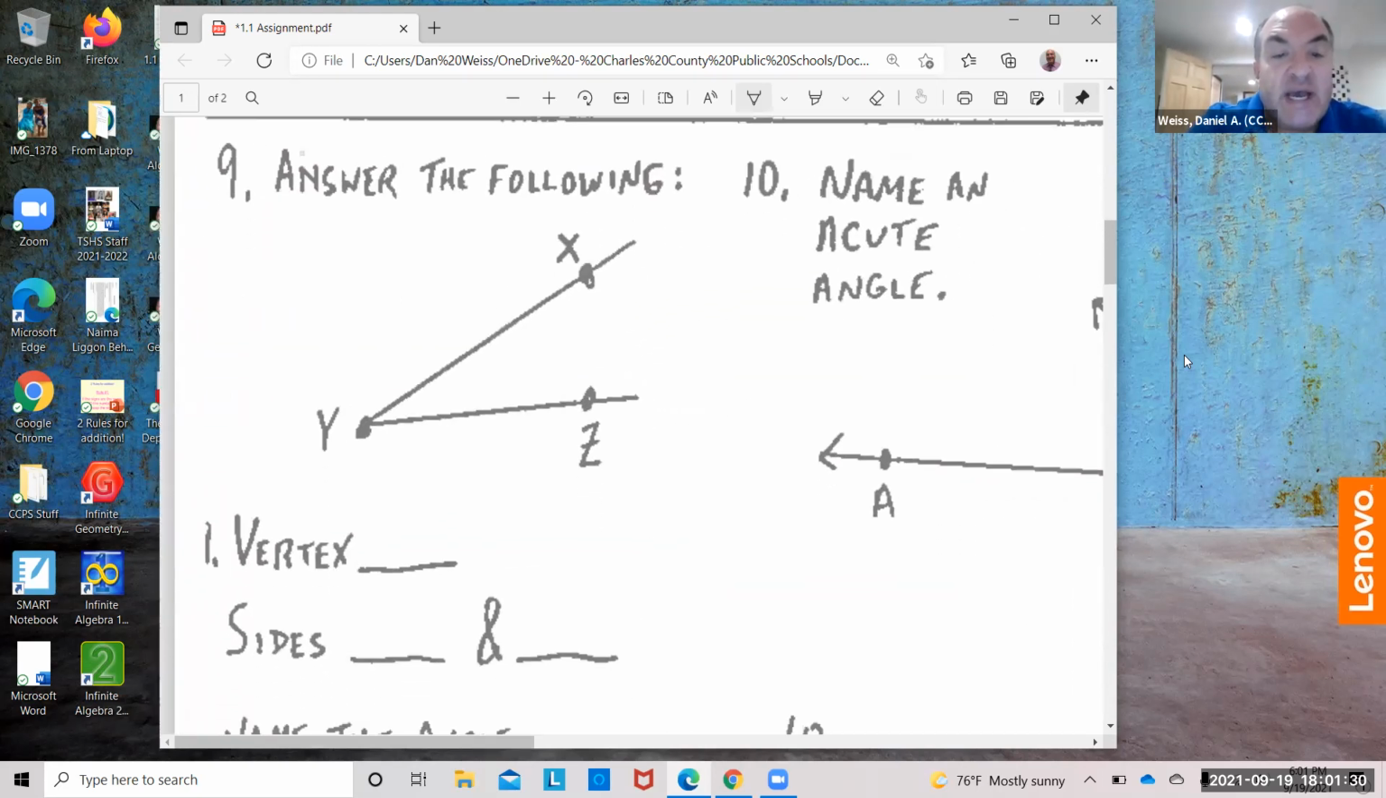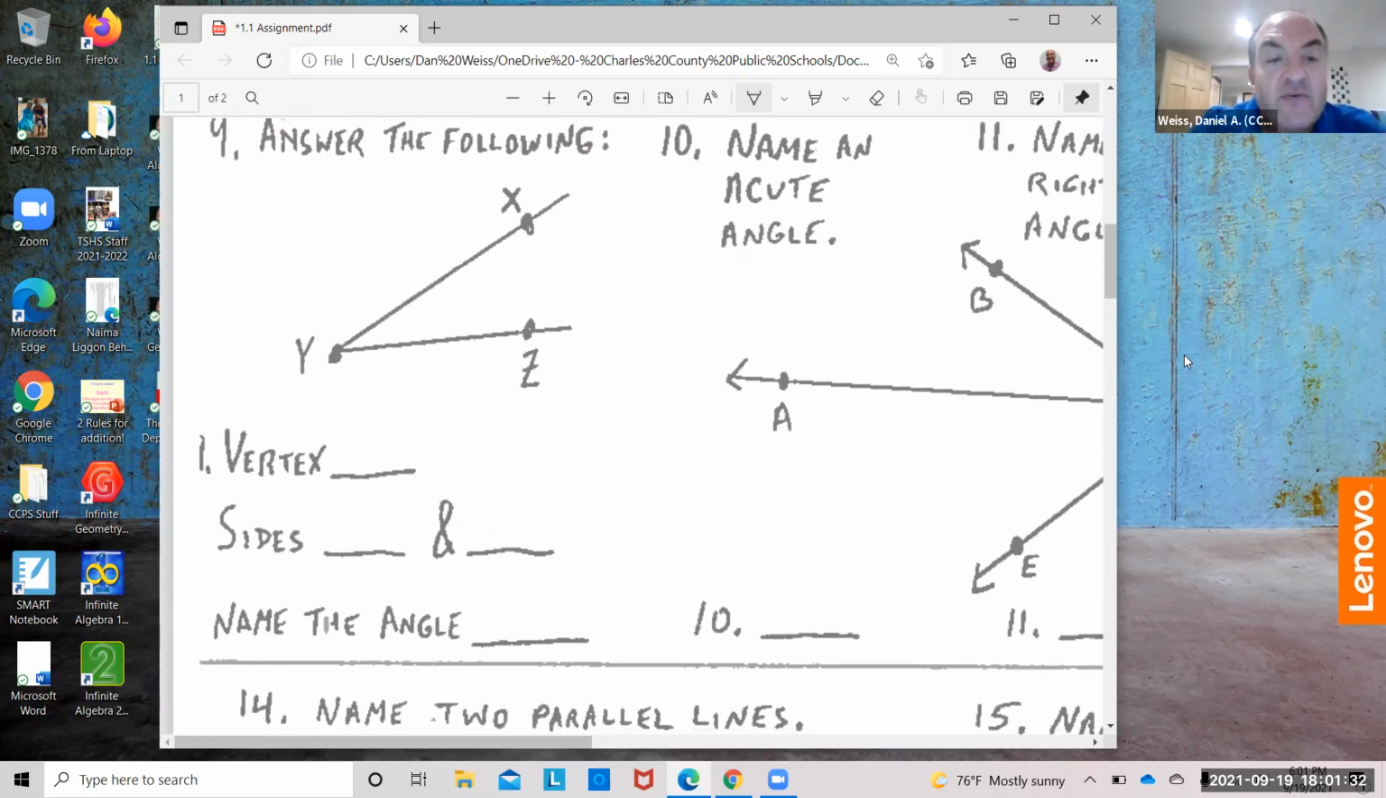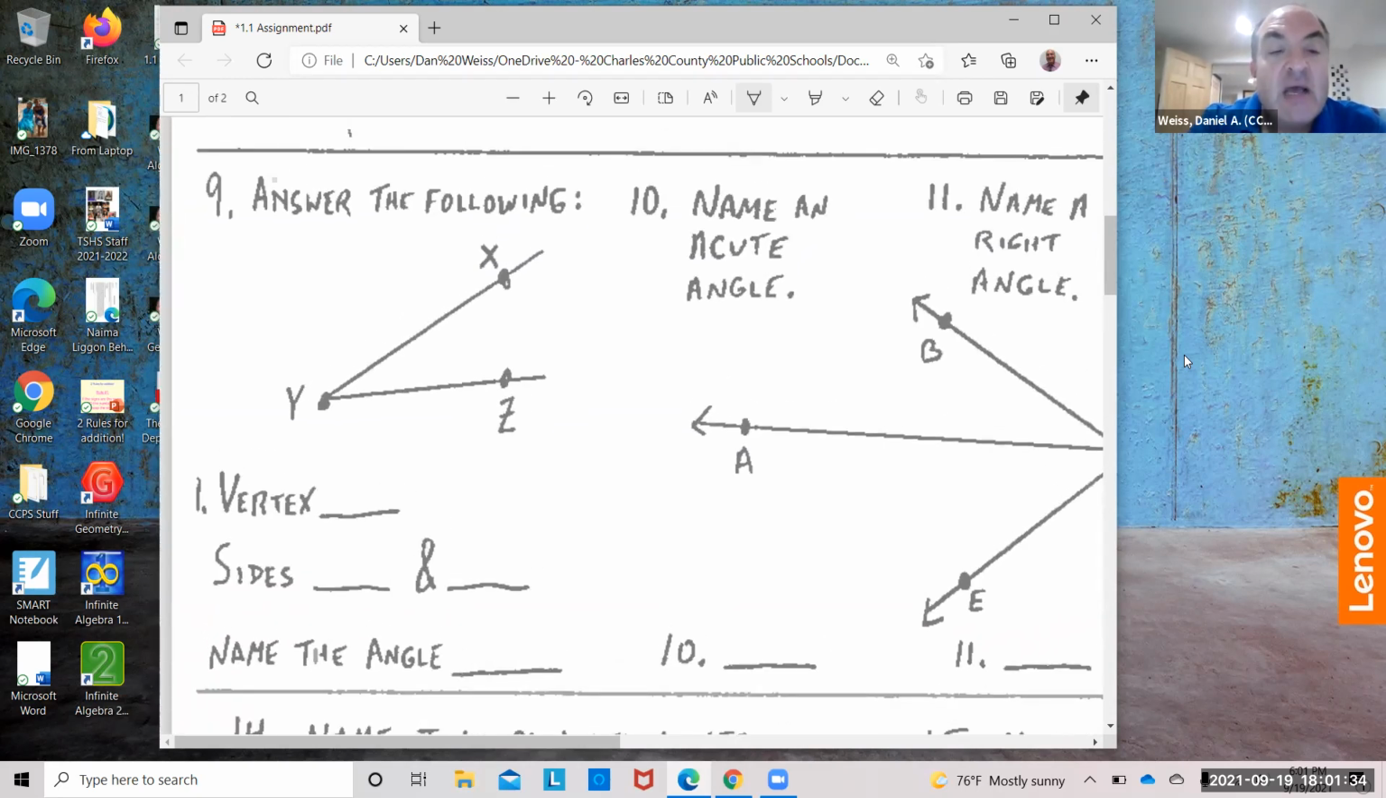What is the vertex? In number 9, what is the vertex? The vertex makes the V. Where's the V? Y. Point Y is the vertex. Okay. What are the sides of that angle?